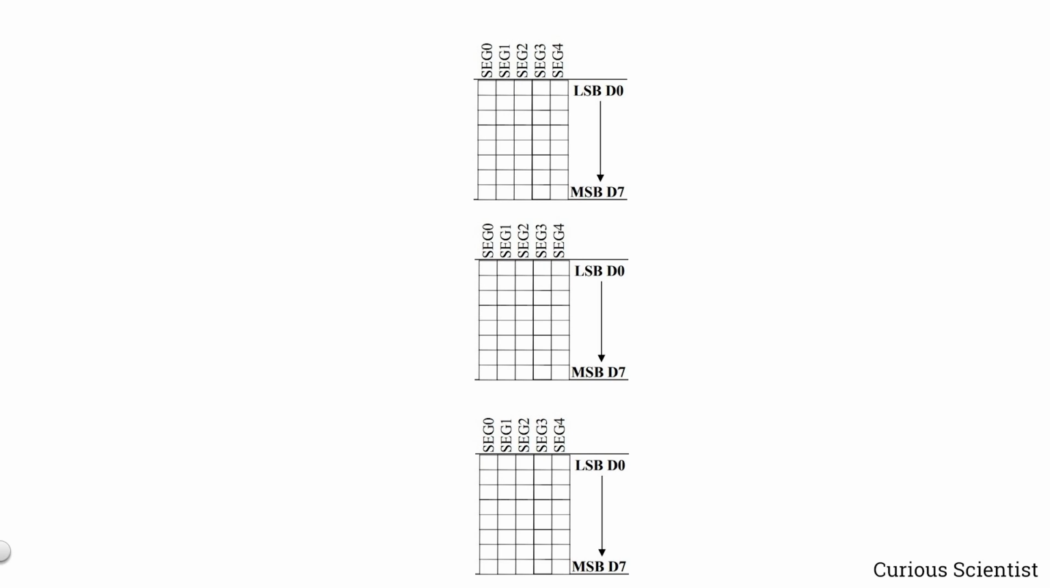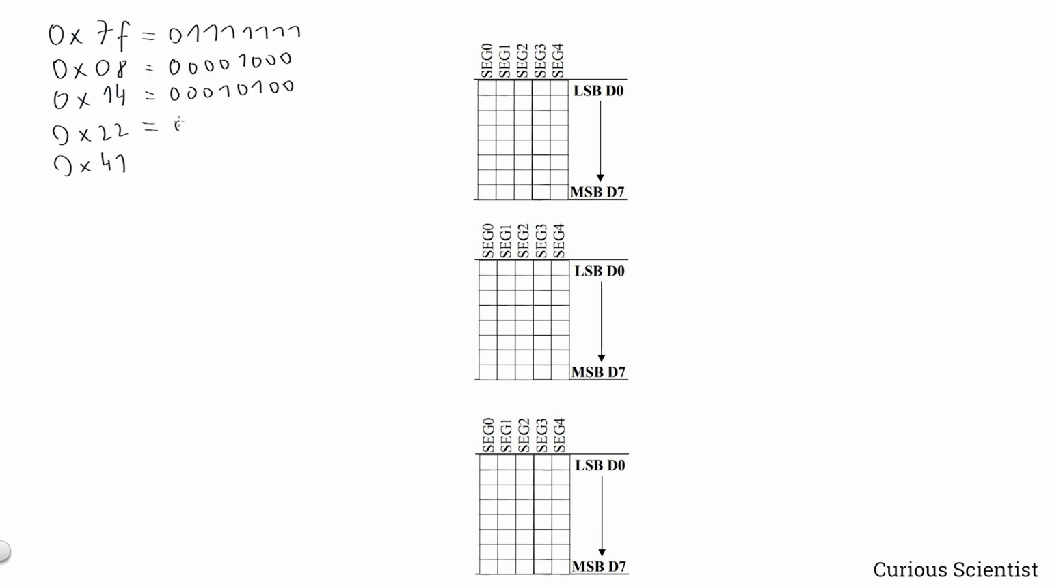So for example, we have the capital K character or letter, and that consists of 5 bytes. And that looks like something like this. So the first byte is 0x7F. The second one is 08. The third one is 14, and then 22, and then 41. And we have to check the bit representation of these hexadecimal values. So this is this, and then the next character is this, and then like this.